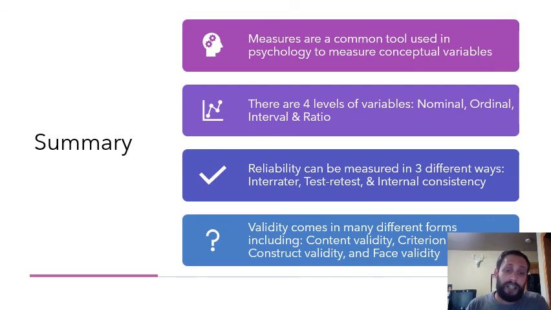Additionally, we talked about reliability, which can be measured in three different ways. There's inter-rater reliability, test-retest reliability, and then there's that internal consistency reliability. And remember, those reliabilities you're going to talk about a lot more in the next Psych 350 when you go on to higher education classes, but we do talk about them, and I'm going to talk about them more often too as we progress through this class. Additionally, validity comes in many different forms, including content validity, criterion validity, construct validity, and face validity.